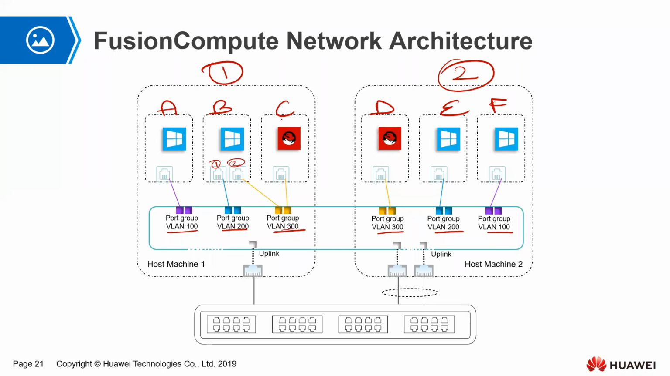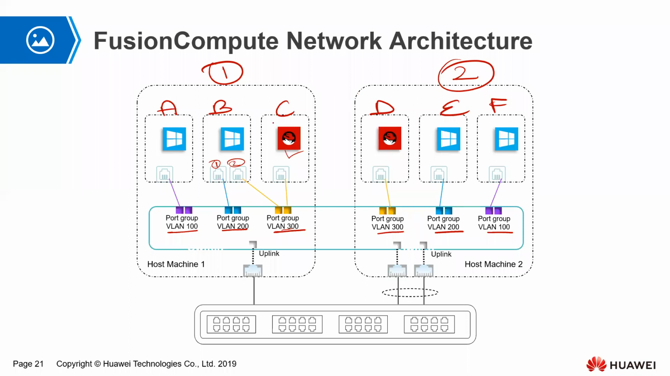And also our virtual machine C, which is also running Linux. It has one network interface card, and it is connected to port group 300. Our virtual machine D here, like you can see in the illustration, is connected to port group 300, and virtual machine E is connected to port group 200, and virtual machine E is also connected to port group 300.